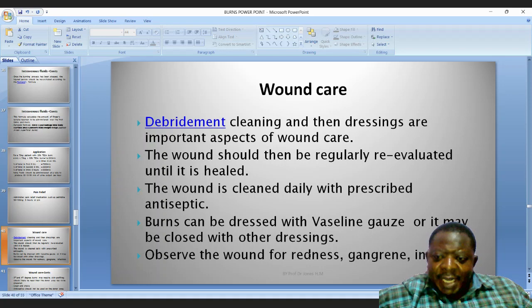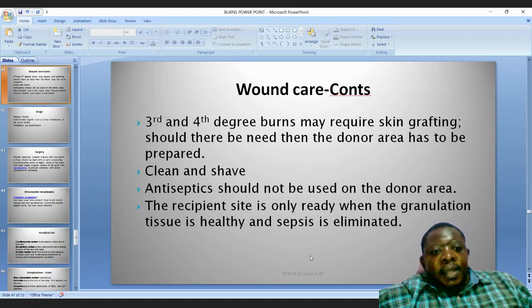So the other part of treatment, apart from the use of drugs, is surgery. Wounds that require surgical closure with skin grafts or flaps should be dealt with as early as possible.